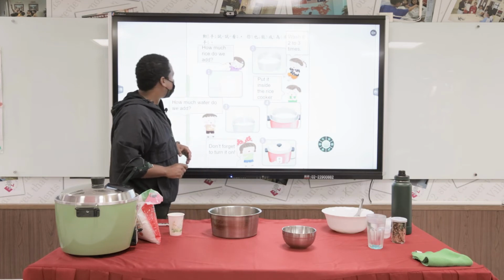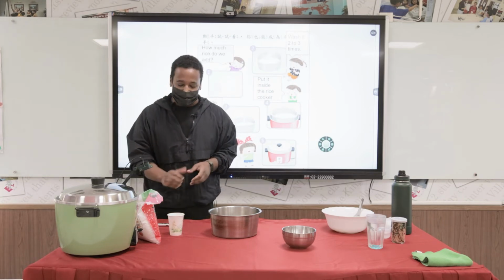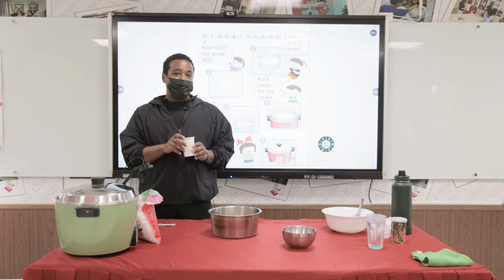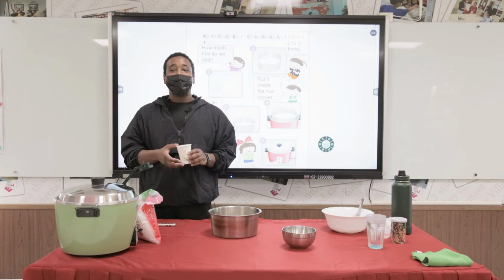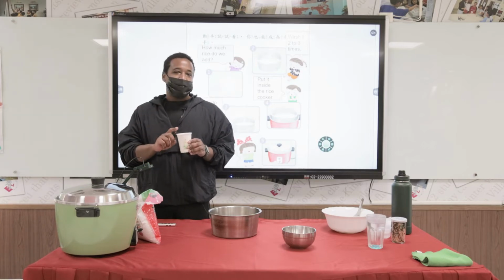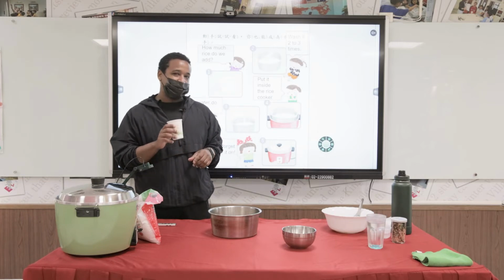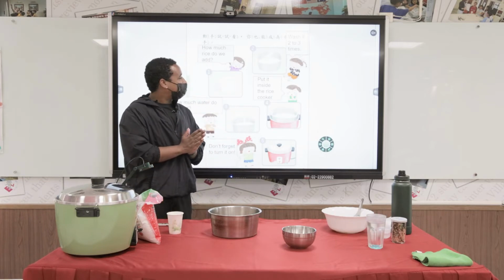Let's see what else. How much water do we add? Ooh, that's a very good question. Water varies depending on how hard or soft you want the rice. I like my rice to be a little hard, so I'm going to add 1.2 cups for every cup of rice, okay? But before that, we have something else to do.